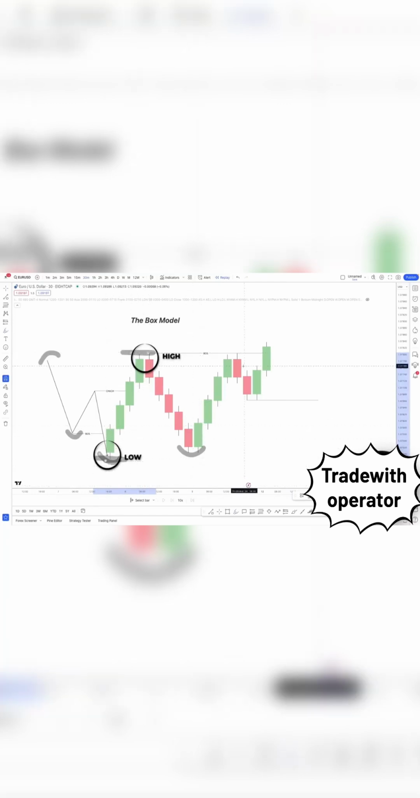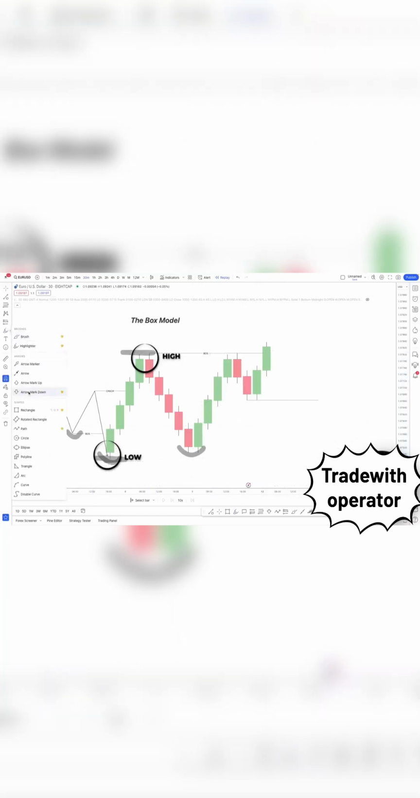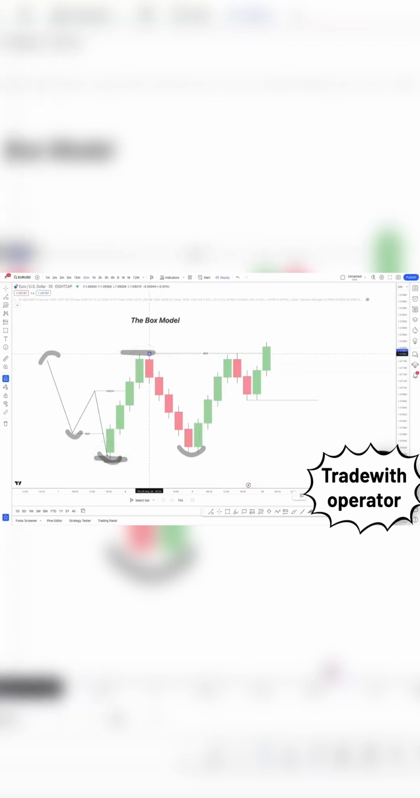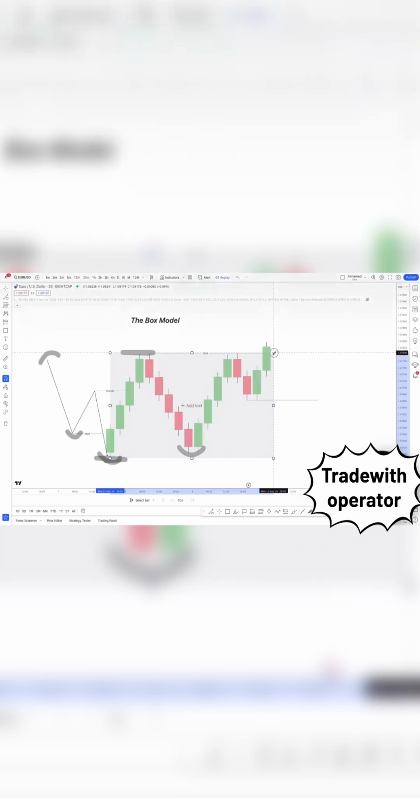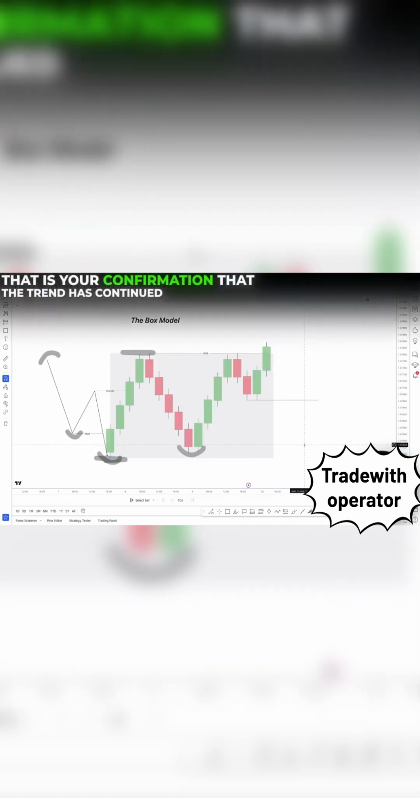And then when we break structure, we want to take a box. You can take the rectangle from the high of that trading range, and then essentially what you want to do is go to the low of that trading range, from the low to the high of the trading range before price broke structure. Then when price breaks out of this box, that is your confirmation that the trend has continued. We have broken structure to the upside. Okay, awesome. So now we're bullish.